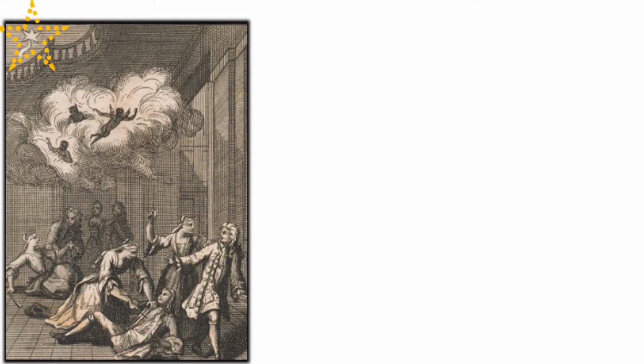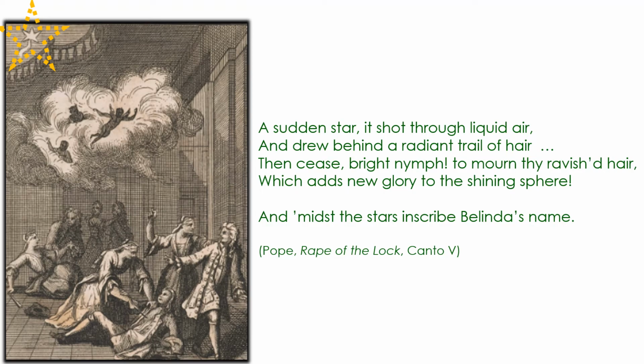Amid the chaos of the fight, the battle between the sexes, at the end of the poem the lock has been transformed into a comet. A sudden star, it shot through liquid air and drew behind a radiant trail of hair. Then cease, bright nymph, to mourn thy ravished hair, which adds new glory to the shining sphere. So something which was deformed, in that it was severed from where it was, is now transformed again into something beautiful and glorious, blazing a trail through the sky for future generations, and amidst the stars inscribed Belinda's name.